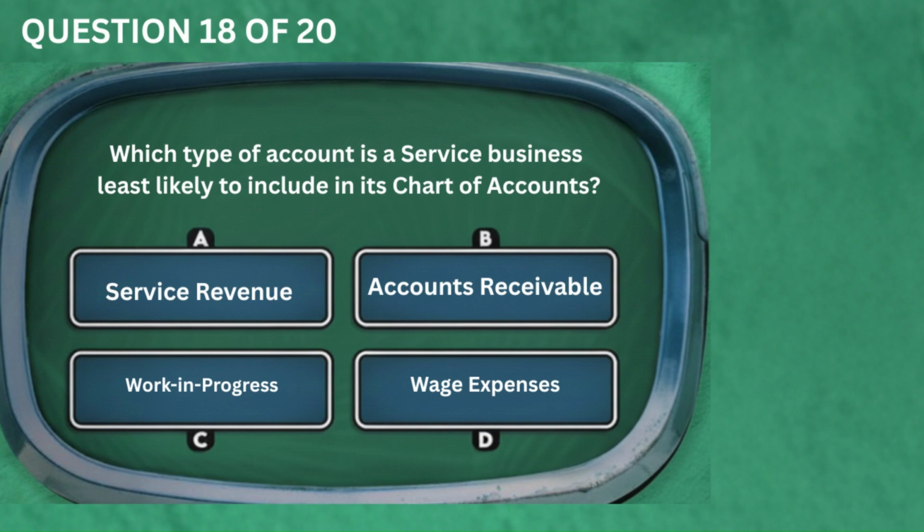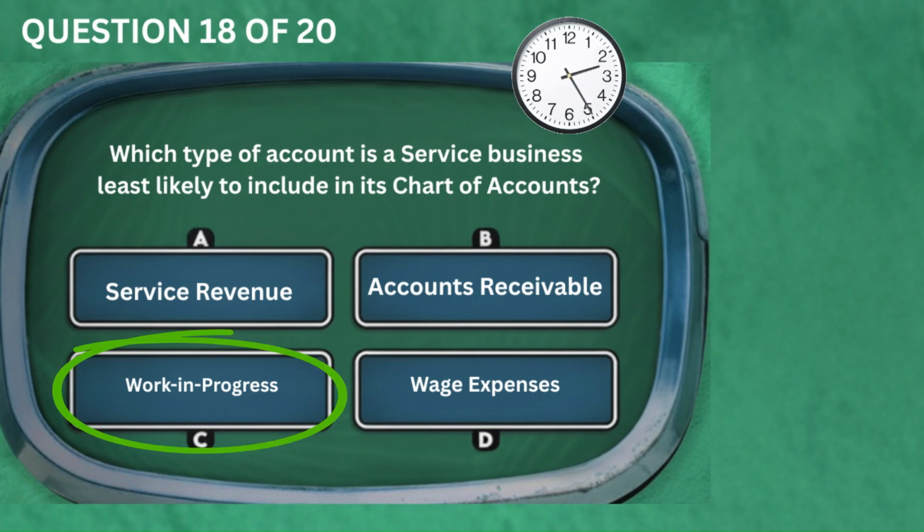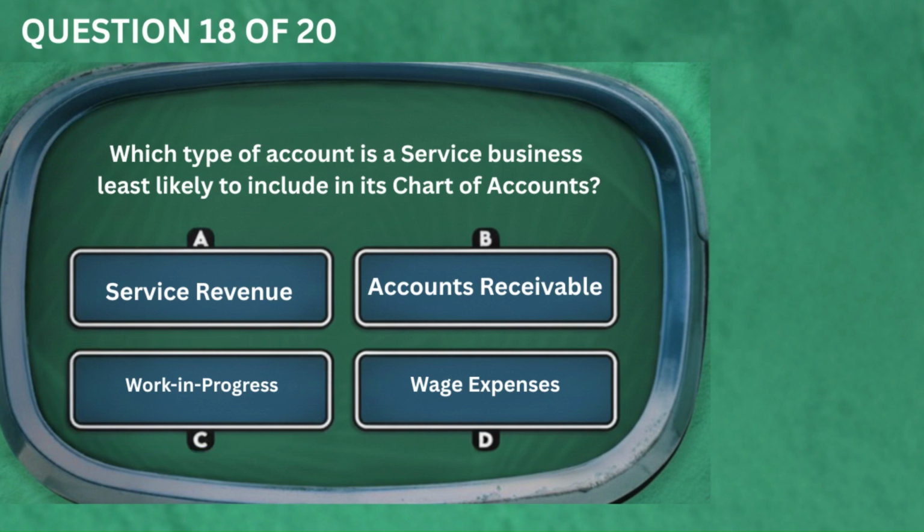Question 18. Which type of account is a service business least likely to include in its chart of accounts? Options are: is it service revenue, accounts receivable, work in progress, or wage expenses? Answer C again. Service businesses don't produce physical goods, so they don't use a work in progress account.